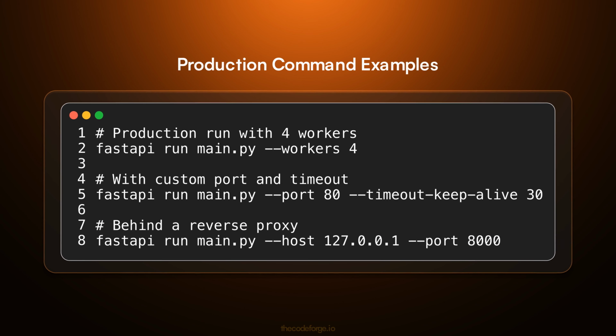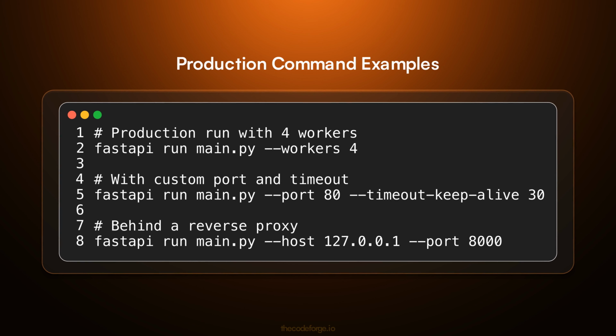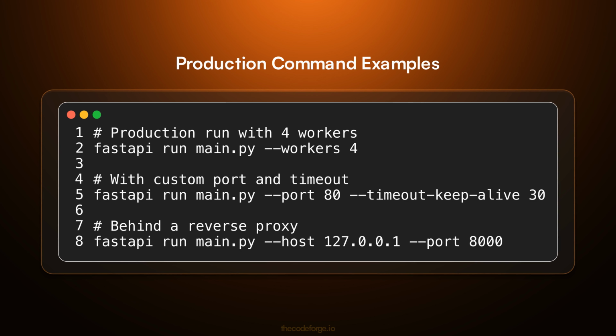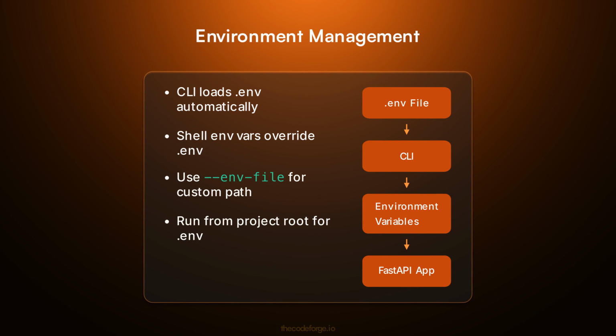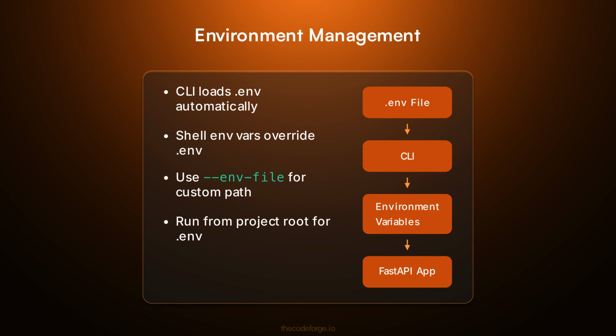Here are production command examples. Set workers based on memory, not CPU cores. For I/O-bound apps, use 2 times CPU cores plus 1 as a starting point. FastAPI CLI automatically loads .env files from the current directory. Shell environment variables take precedence, which is correct for Docker or CI overrides.